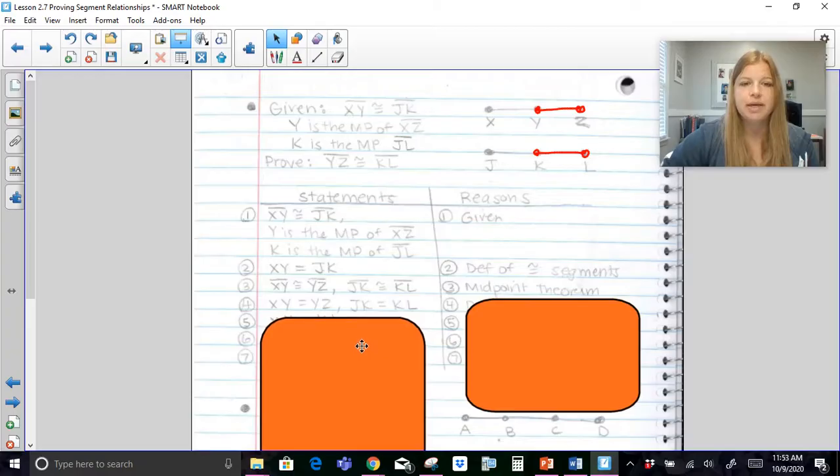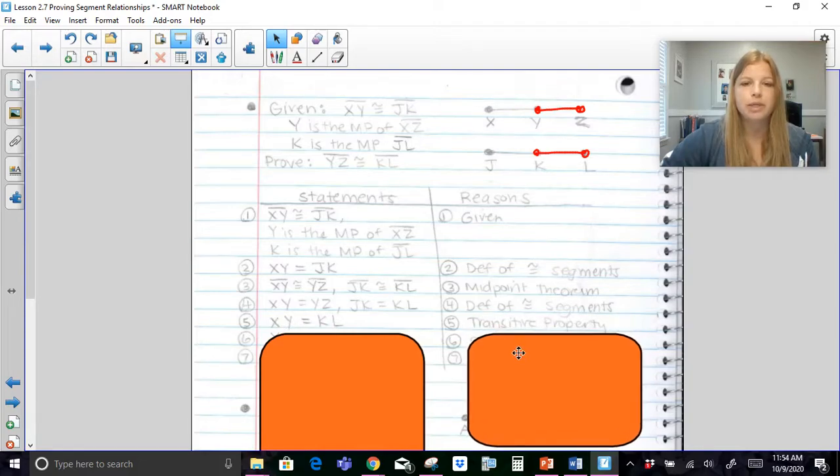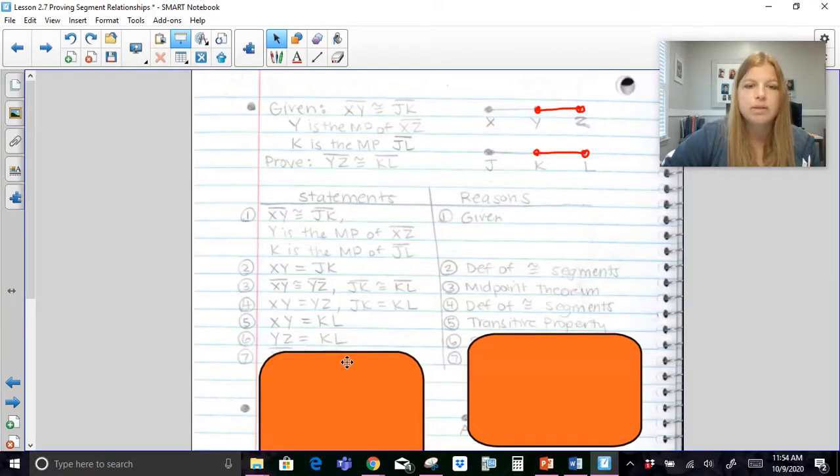We can make an additional statement then about their measures being equal. So XY equals YZ, JK equals KL. Now we should notice now that since XY is equal to JK and XY is equal to YZ and JK is equal to KL, that's going to help us get to where we need to be in our proof. So one of the first steps is to say that XY is equal to KL, and that is on your transitive property. So since XY is equal to YZ, okay, and it says here that XY is equal to JK is equal to KL, then we're able to make that statement.